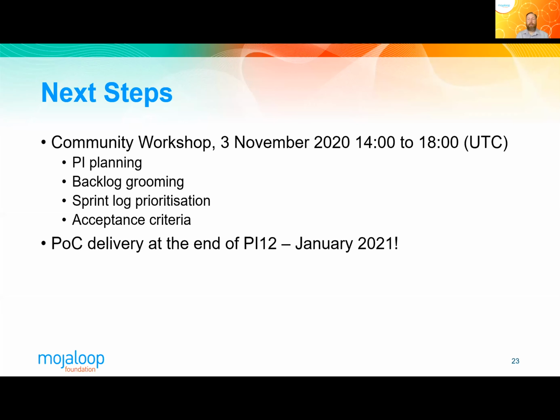So we're going to be doing a little bit of planning to prepare for that so that we have something to show. But we would love your participation on the 3rd of November, if you are able to make it and join us, then we can get this ball rolling. And then finally, we are targeting the POC delivery 3 months from now at the PI 12 convening or the PI 13 convening. So we're going to be spending our PI 12 on that. And that would be in January 2021. So we're looking forward to that. And thank you very much.